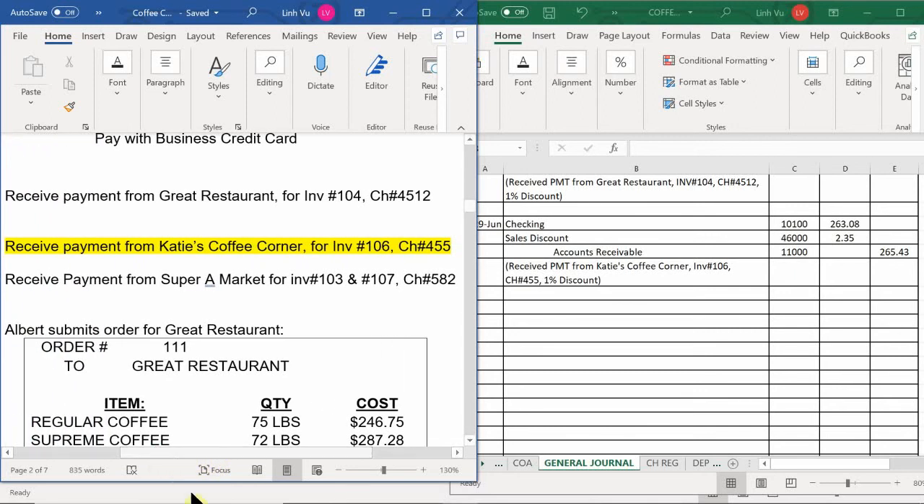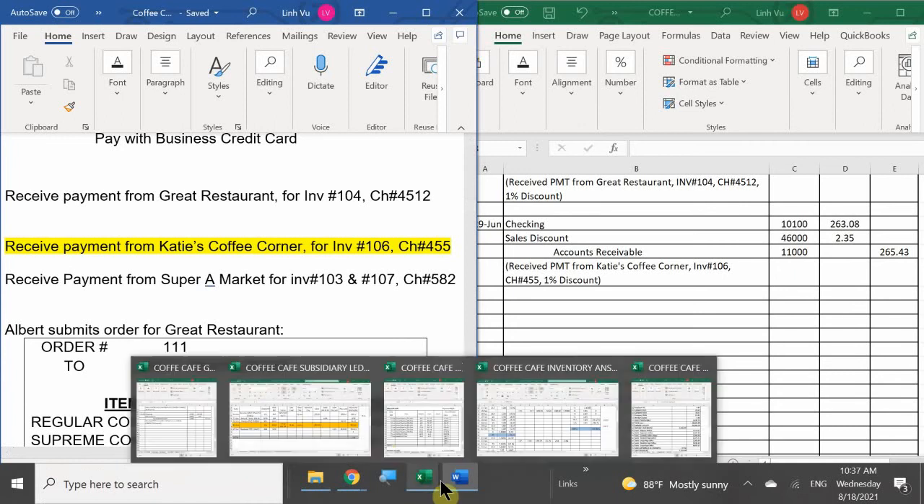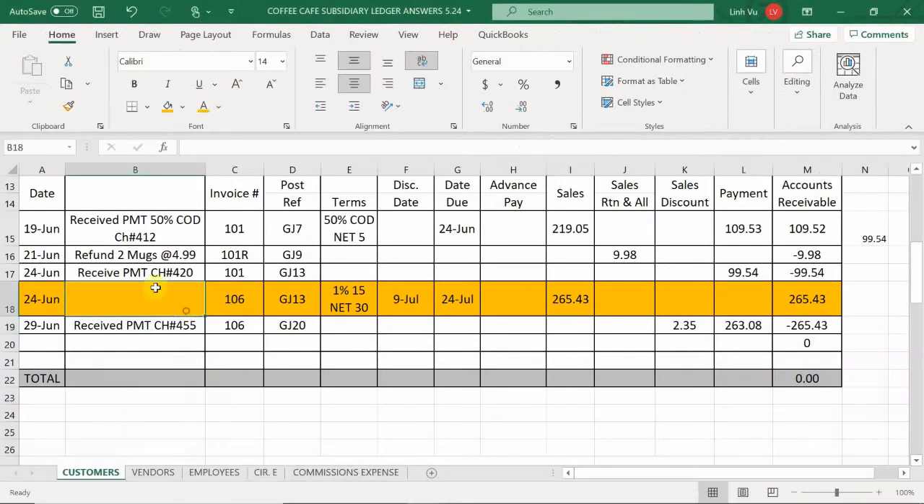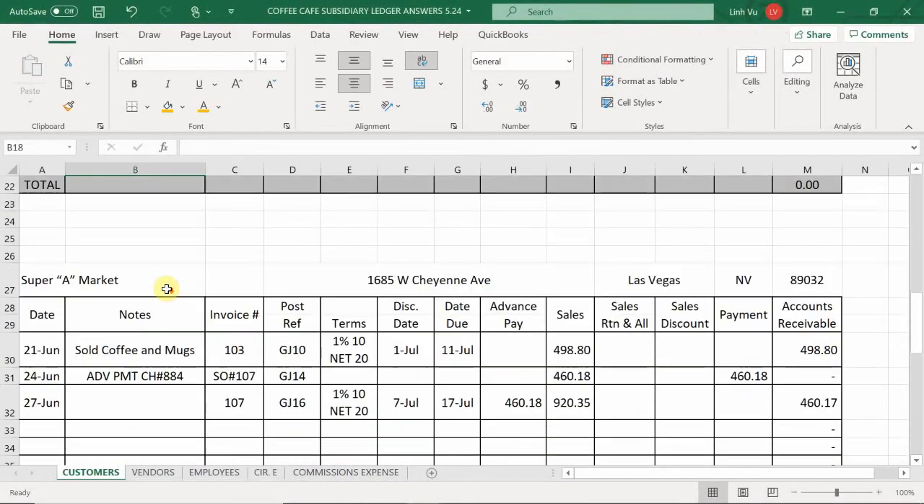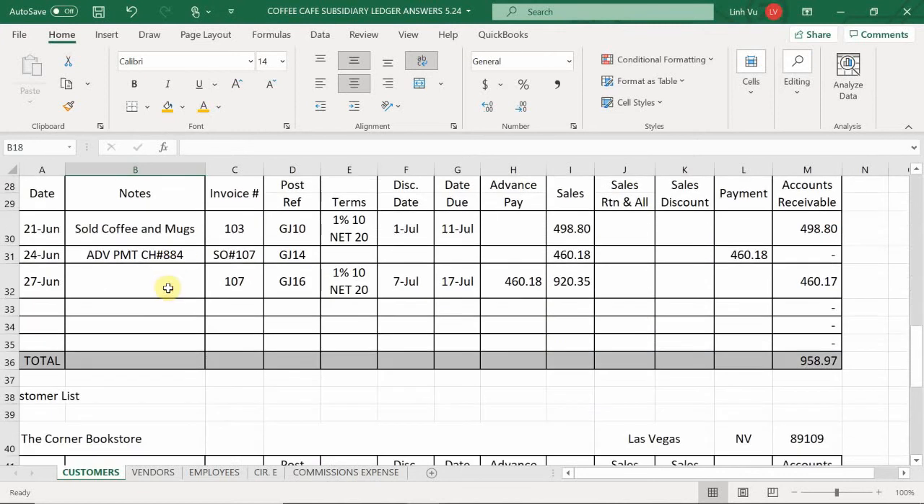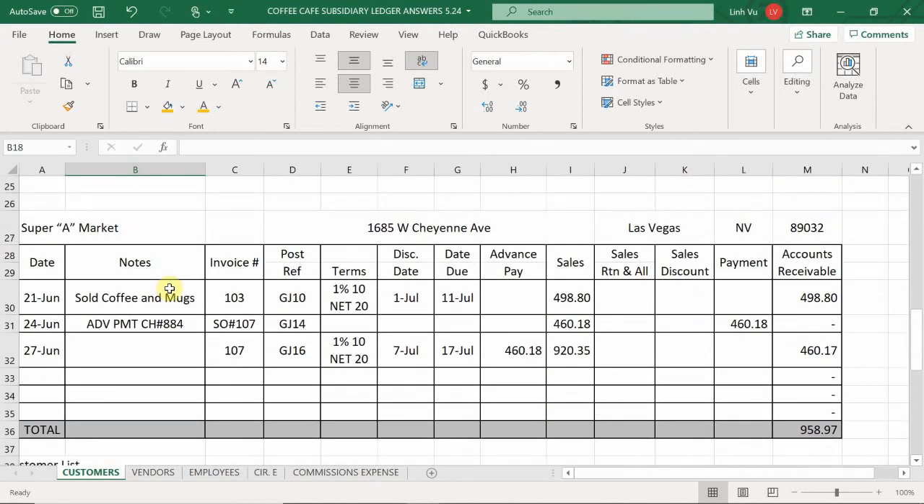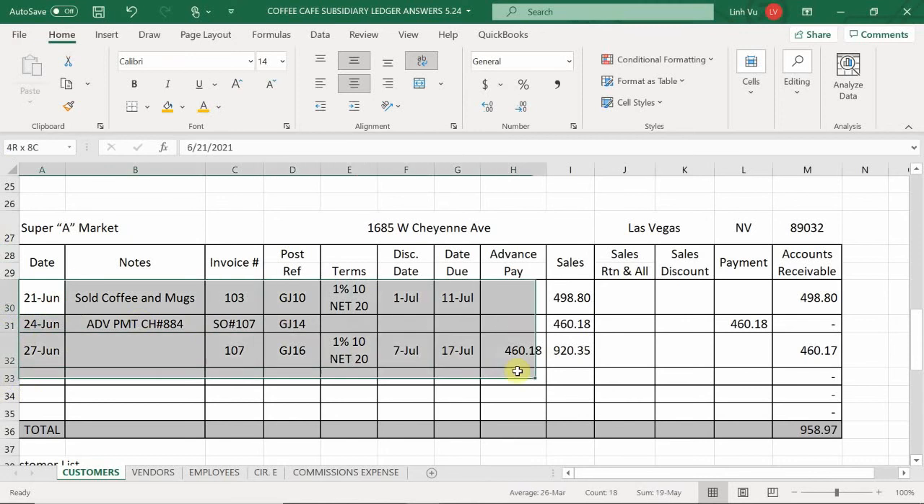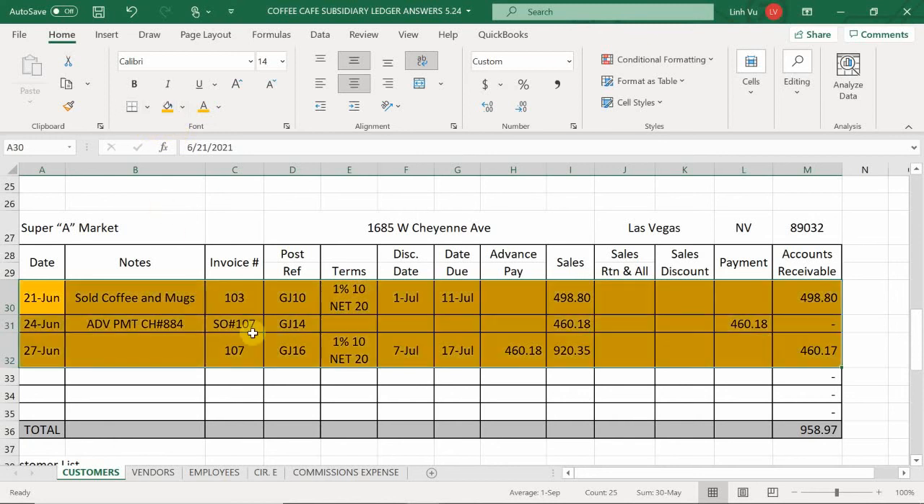Okay. So let's go ahead and take a look at Super A Market's invoices here. Here we are, Super A. So 103 and 107, basically, they're paying for the whole thing. So I'm going to go ahead and highlight all of this because they're making a payment for all of it. Now let's see what is the difference between these two.